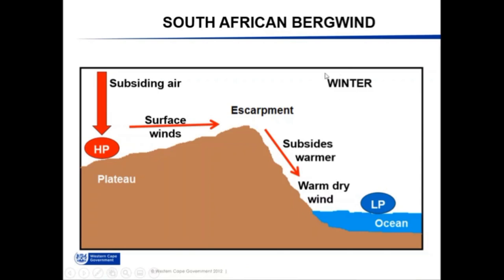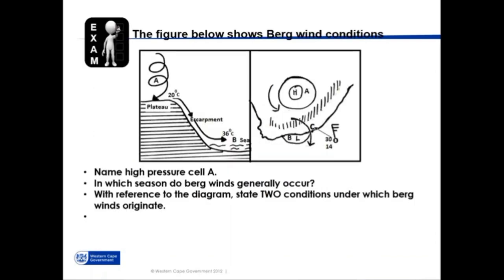There was a question one time in the exams, what season? I know a lot of children could not answer it because they expect, right, berg wind, fault fires, summertime. Okay, so be careful for that one. Then another figure, ladies and gentlemen, shows berg wind condition, a similar picture to what you had. The one on the left hand side is a cross section, and the plan view is the one on the right hand side.